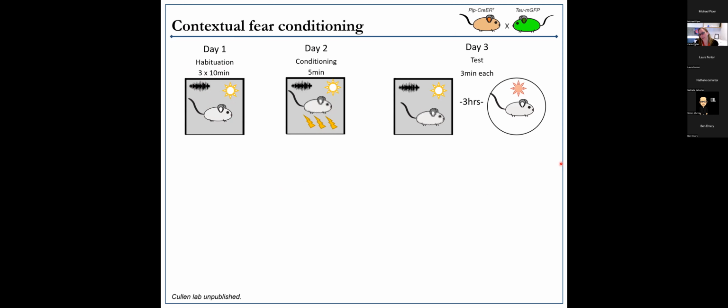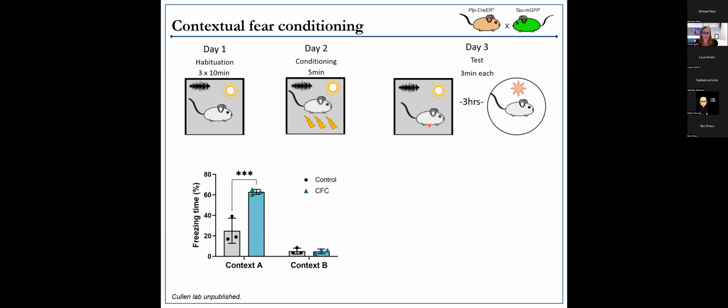And then on day 3, I tested the fear memory from these. So they got exposed to both context A, which is the conditioned context, and a novel context, which was entirely different. It was a clear plexiglass circle, had no grid on the bottom, a very flat surface, and the lighting was slightly different.